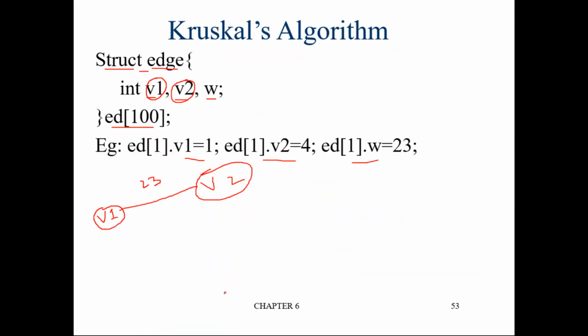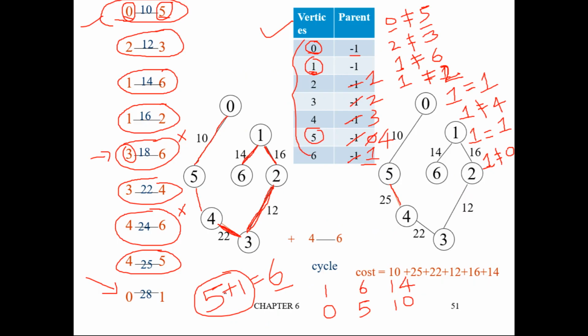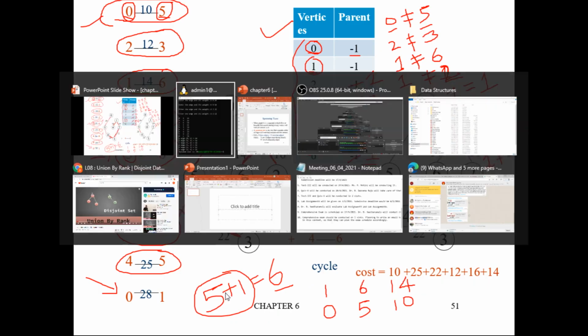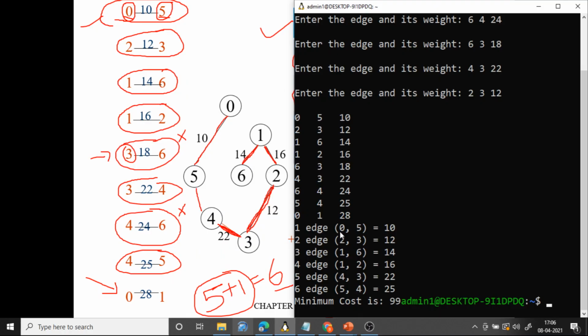Let us take the minimal spanning tree. It is adding 0 to 5, its cost is 10. Then it is adding 2 to 3, its cost is 12. Then it is adding 1 to 6, its cost is 14. Then it is adding 1 to 2, whose cost is 16. Then it is adding 4 to 3, but it is not adding 3 to 6. Already it is sorted, but it is not adding 3 to 6 or 6 to 3. Then it is adding 5 to 4.